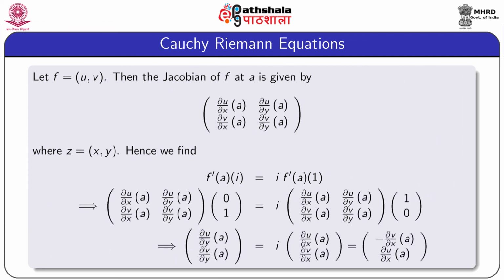Let f equal (u, v). Then the Jacobian of f at the point a is given by the matrix with rows ∂u/∂x(a), ∂u/∂y(a) and ∂v/∂x(a), ∂v/∂y(a), where z equals (x, y). Now we find f'(a)(i) equals i f'(a)(1) if and only if the matrix with entries ∂u/∂y(a), ∂v/∂y(a) is equal to the one with entries -∂v/∂x(a) and ∂u/∂x(a).